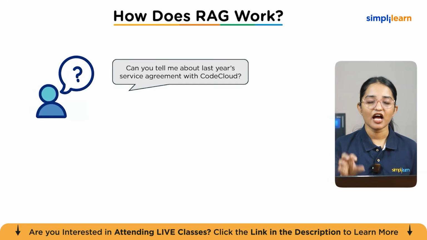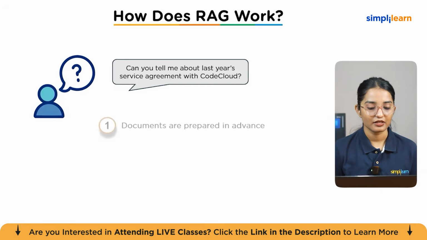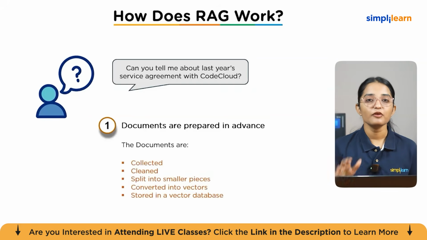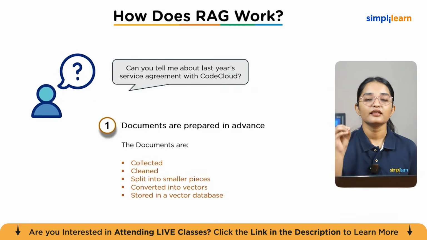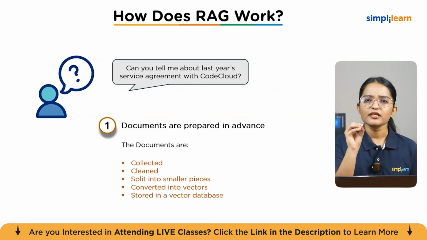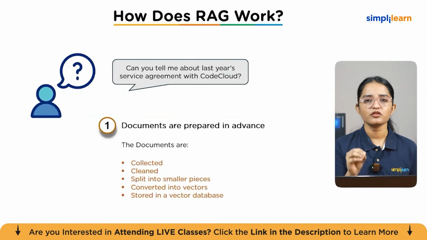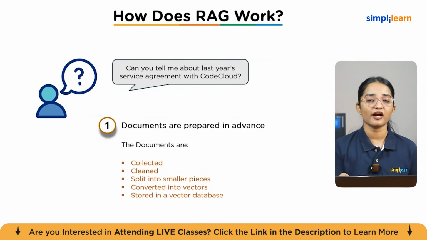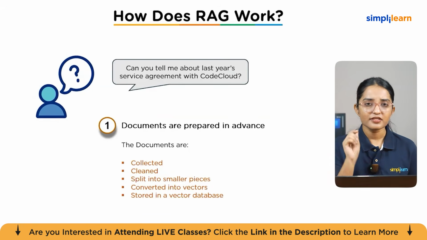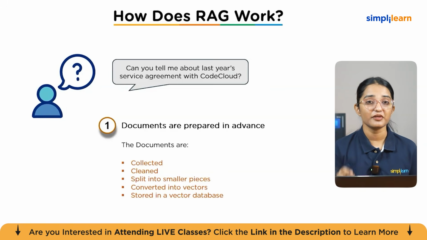Now, let's understand what happens behind the scenes. The first step is that the documents are prepared in advance. Before users ask questions, the company's documents are first processed. Why? Because you cannot expect the AI to search through 500 GB of files from scratch every single time. That would be too slow and inefficient. So the system does some smart preparation first.